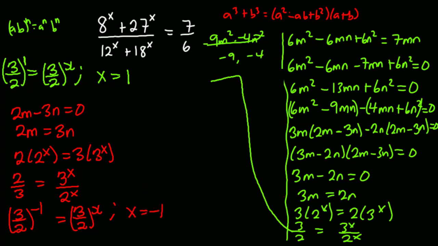And therefore, the values of x for this exponential equation are x is equal to 1 and x is equal to negative 1. And so, testing the exponential equation with the two values, realize that x is equal to 1 and x is equal to negative 1 satisfies the equation. For example, if x is equal to 1, we are going to get 8 plus 27, which is 35, divided by 12 plus 18, which is 30. Simplifying gives us 7 on 6.